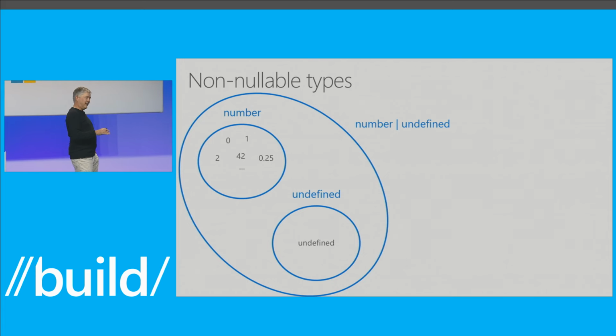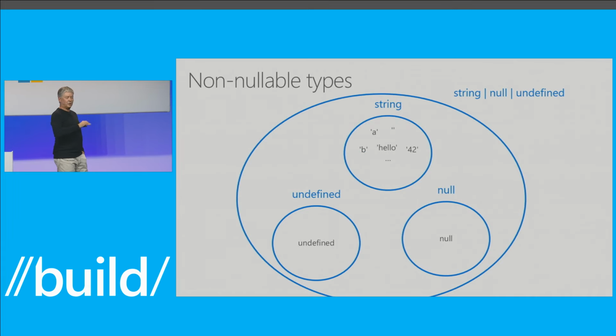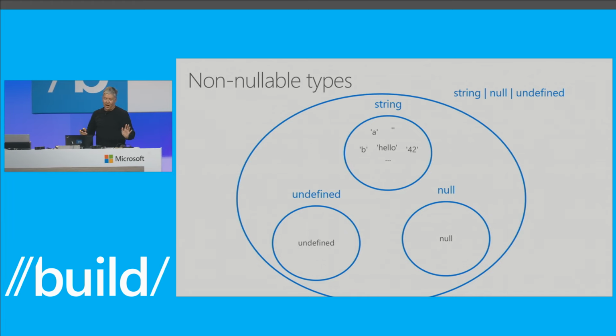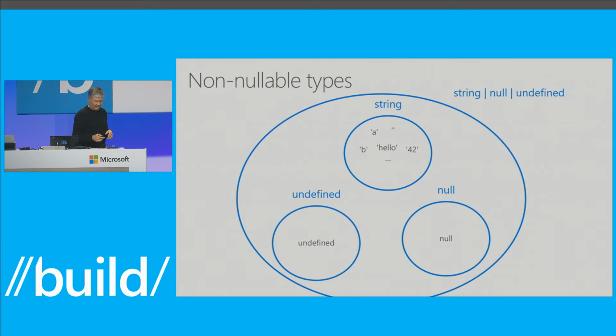So if you want to have a thing that could be a number or undefined, well, you just write it as a union type. Likewise, if you want to have a string, but also allow someone to pass null or undefined, you just union them together as string or null or undefined. That's, in a sense, the crux of all of that work. That's really sort of the foundation that it rests on.